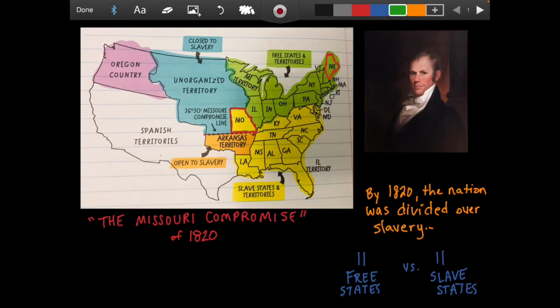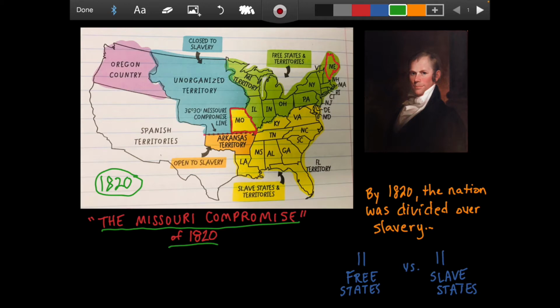In this video, we are going to take a look at the Missouri Compromise of 1820. Now, in order to really understand what the Missouri Compromise is, we have to take a look at the map and sort of understand where the United States is in the year 1820. So here's a map of the United States. Obviously, it doesn't look like our map today. We were still growing, we were still expanding, and we were still forming as a nation.